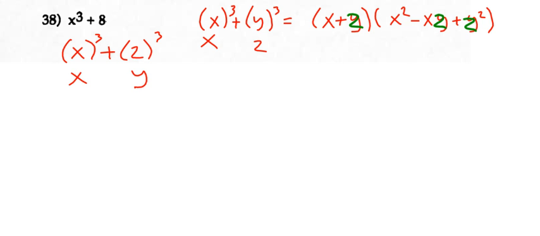Looks real similar to what we did on number 37, and simplify. Just more or less write it, make it look a little bit better than it is right now. x squared minus 2x plus 4. And there you go.